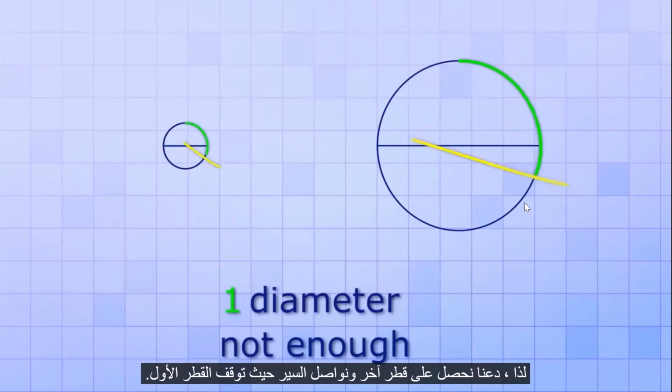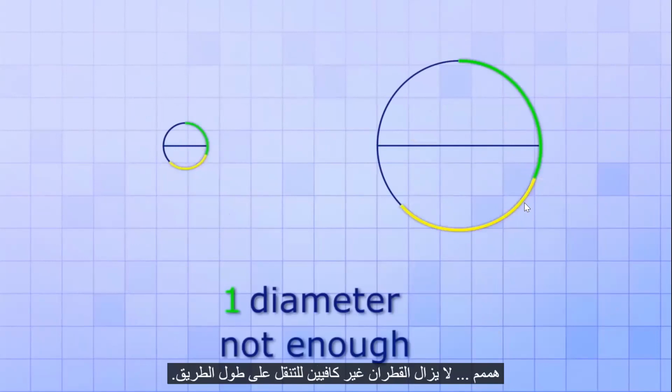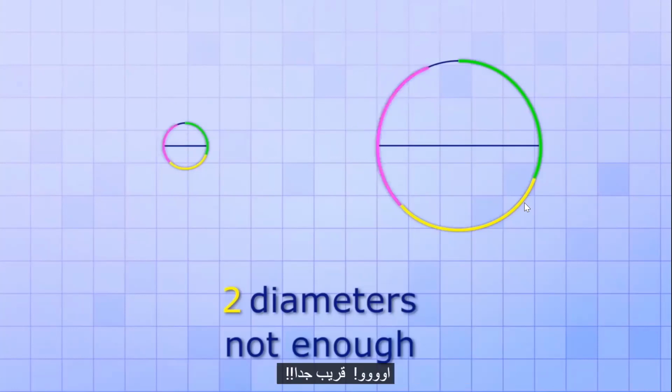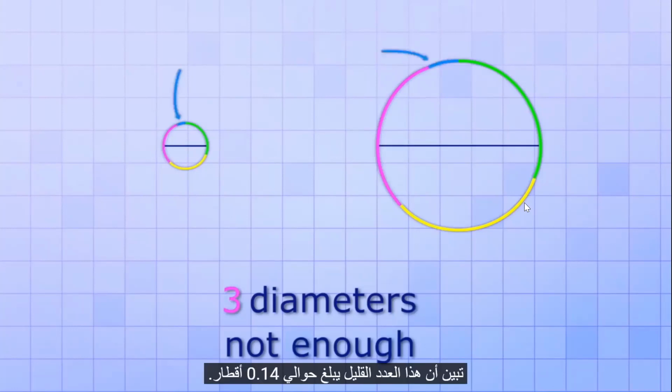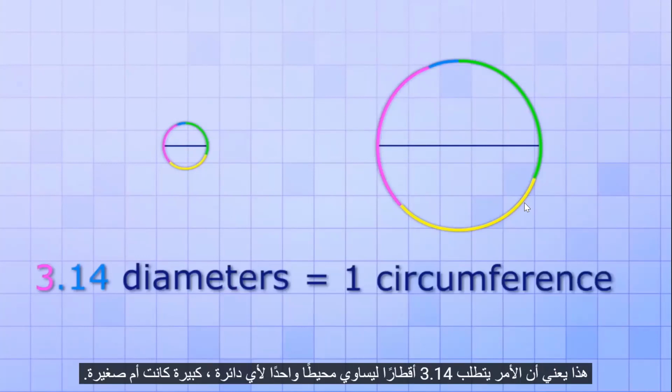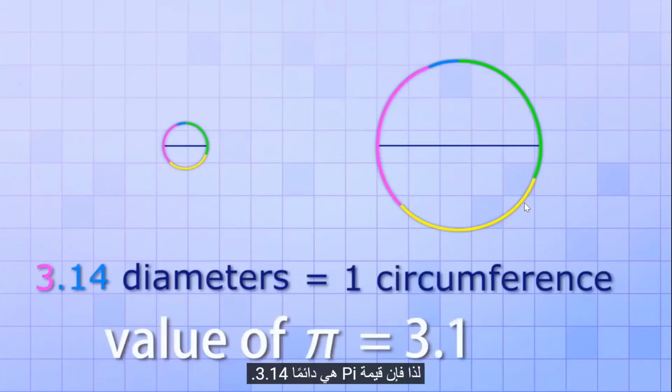So let's get another diameter and keep going where the first diameter stopped. Two diameters still isn't enough to go all the way around. It looks like we're going to need to get a third diameter and keep going. Oh, so close. Three diameters is almost enough, but it looks like we're going to need just a little bit more to form a full circumference. That little bit more turns out to be about 0.14 diameters. That means that it takes 3.14 diameters to equal one circumference for any circle, big or small. So the value of pi is always 3.14.